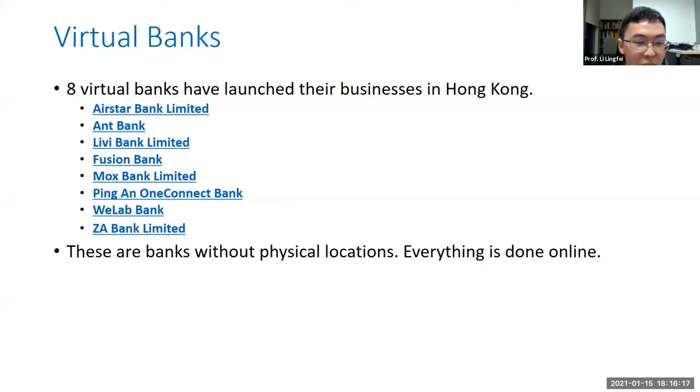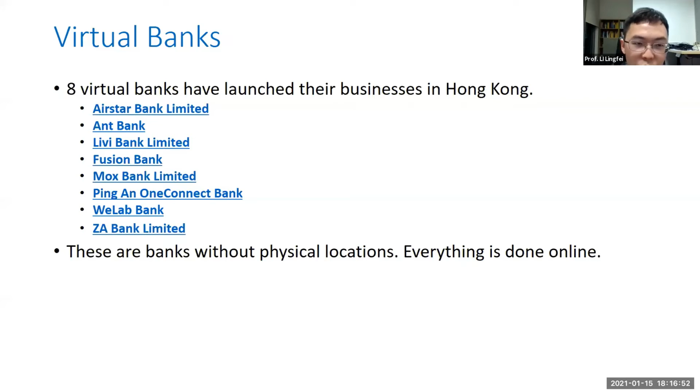Like Lingfei Bank, I think Jingdong is behind it. Jingdong is another e-commerce giant from China, and like WeLab is basically a group of technology guys who created this bank. So a lot of them are from a technology background.